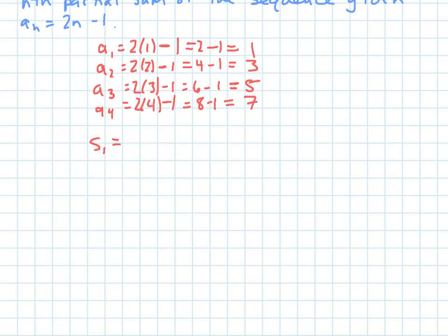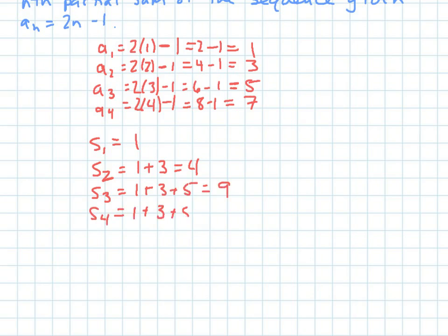So S sub 1 would just be 1 because it's the first term. The second partial sum would be 1 plus 3, so that gets you 4. Okay? Third partial sum would be 1 plus 3 plus 5, that gets you 9. Then the fourth would be 1 plus 3 plus 5 plus 7, which is 16. Okay? So now here, those are the first 4 partial sums.